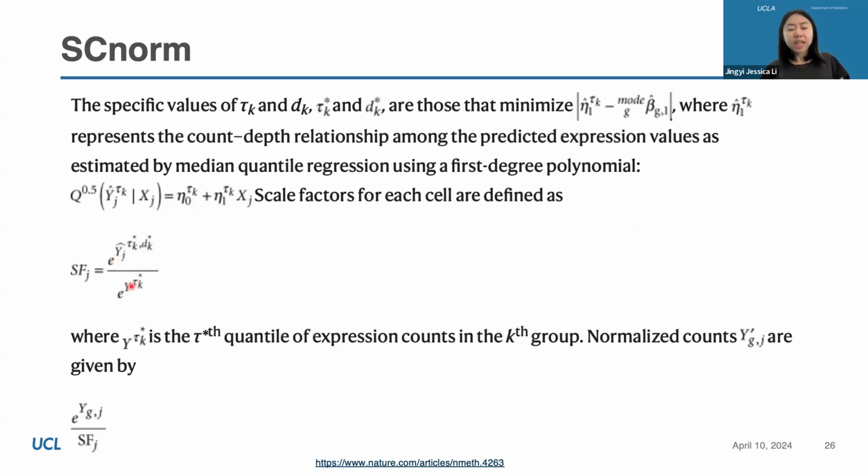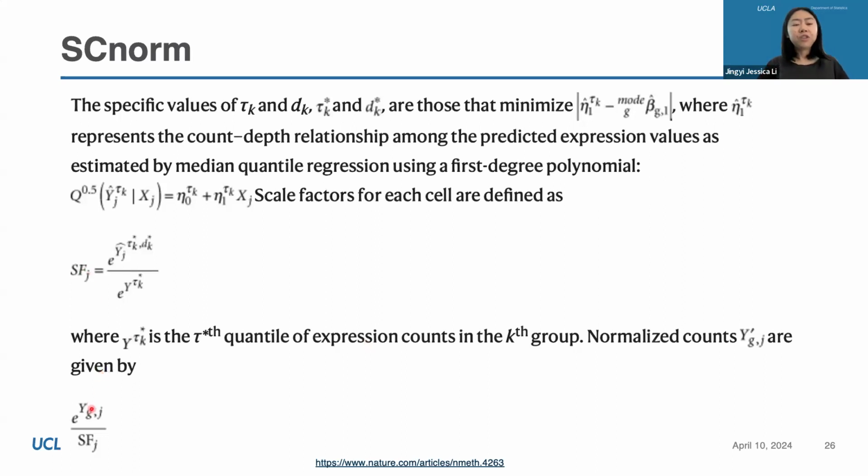So this denominator is from the observed data. You basically take the gene counts in the case group and you take the quantile of that. So for each cell, R is a tau quantile expression count in the case group. But this seems to be not related to cell J. It's across all the cells. But the numerator is for cell J, and it's using their predicted value from the quantile polynomial regression. And then they call this a size factor of cell J, but it's specific to the group K.